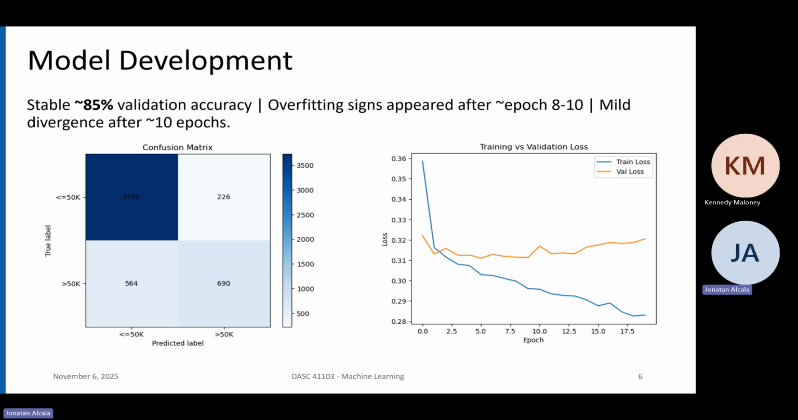This plot shows how the model learns. Validation loss stabilizes while training loss keeps improving. A classic indicator that we might want to implement early stopping.